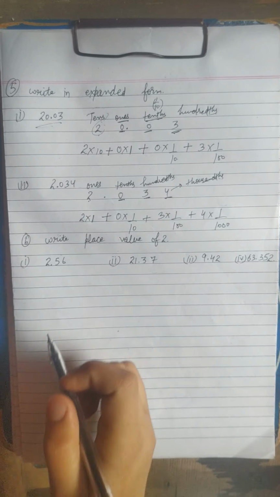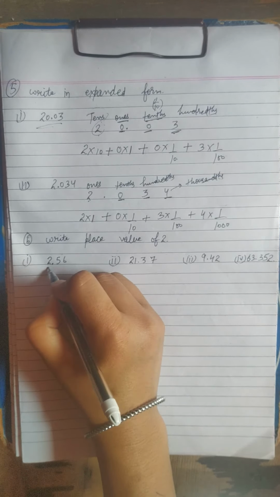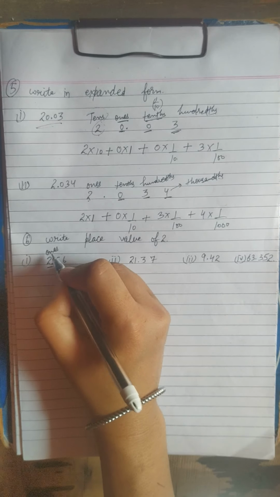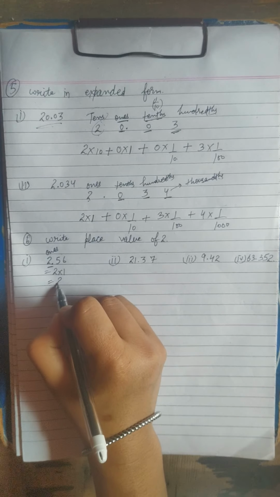So now in the next part we have to write place value of 2. Okay, see, places you all know. Before the decimal which place is there? Ones, so that means 2 is on ones place. So how can we write it? 2 multiply 1, this is 2 only.